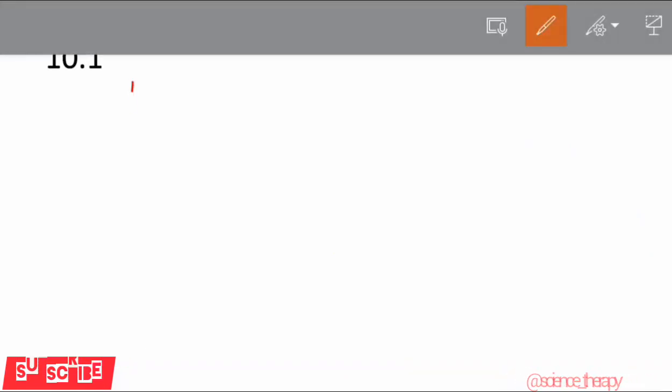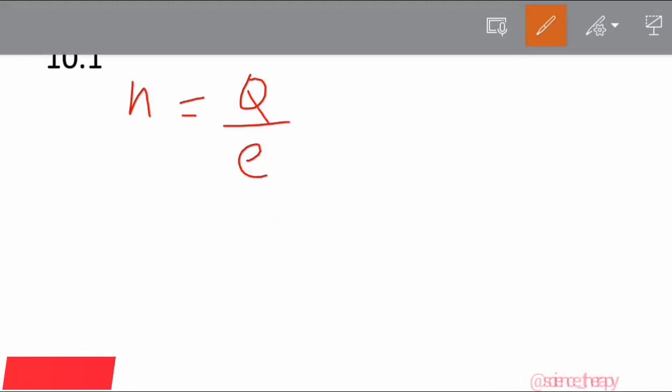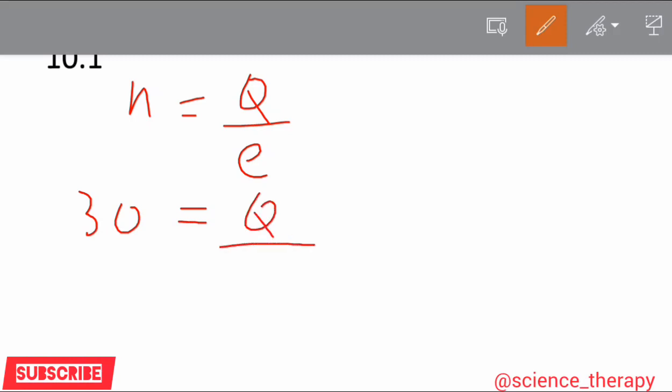So remember, with that formula, they can either ask you to calculate the number of excess electrons or the charge when they've given you the number of excess electrons. So in this case, we are given the number of excess electrons, that's 30, and then it's equal to Q. But then we know the e is the charge on the electron, which is always negative 1.6 times 10 to the power of negative 19.